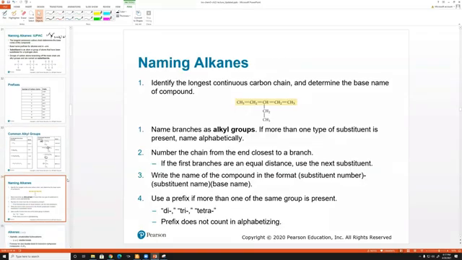Moving on. So naming, here's the notes on how to name it. We'll walk through this, but then we'll just do some examples. So naming alkanes. Identify the longest continuous carbon chain and determine the base name of the compound. So let's do this one together.